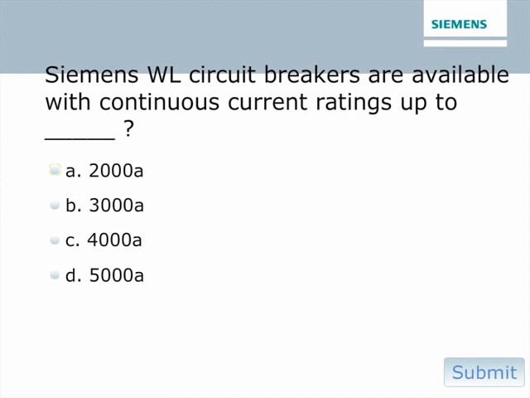Question 19. Siemens WL circuit breakers are available with continuous current ratings up to blank. Is it A, 2000 amps, B, 3000 amps, C, 4000 amps, or D, 5000 amps?